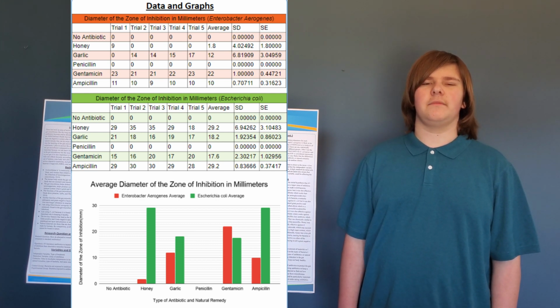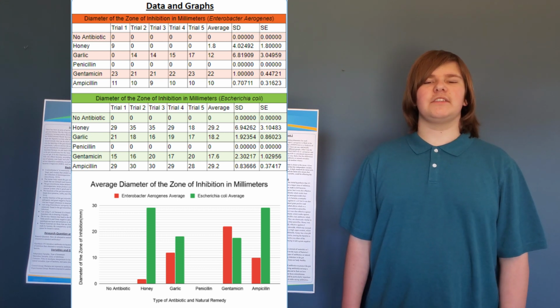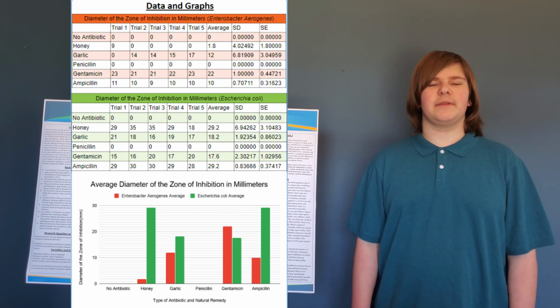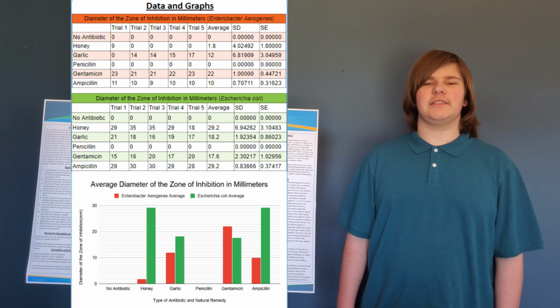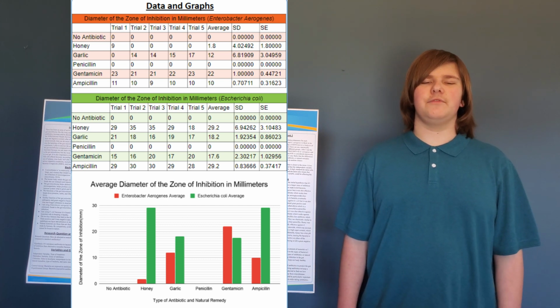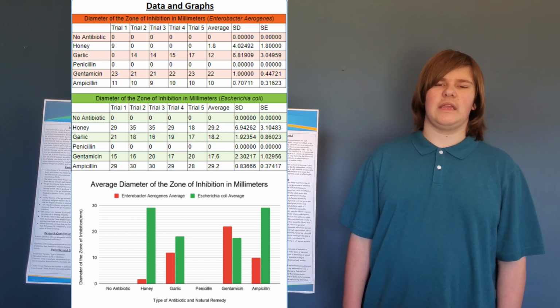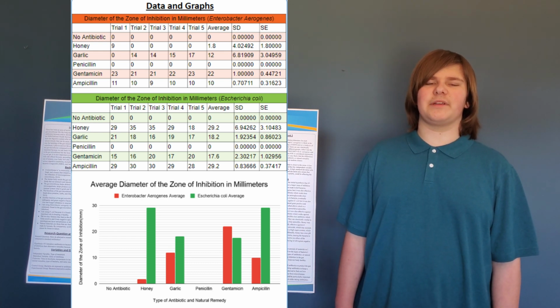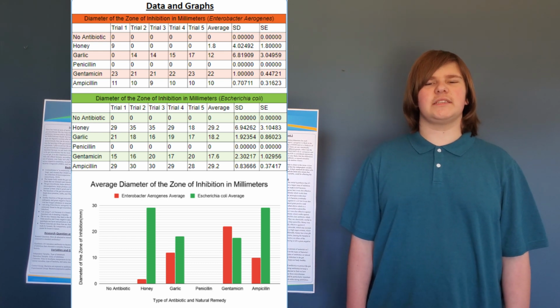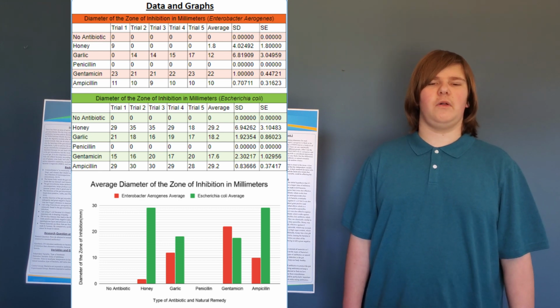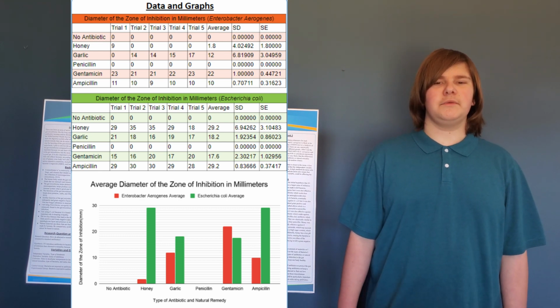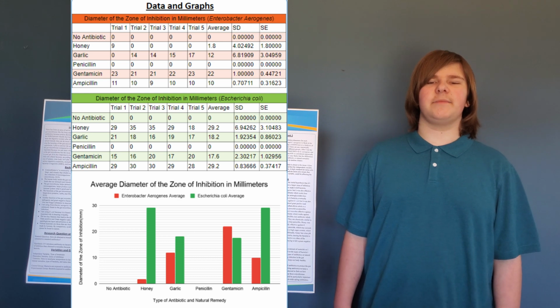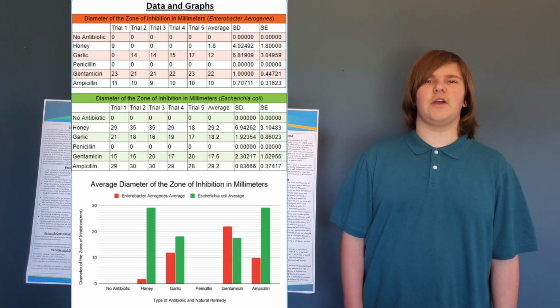Ampicillin had a zone of inhibition average of 10 millimeters for Antibacterium aerogenes and 29.2 millimeters for E. coli. And honey had a zone of inhibition average of 1.8 millimeters for Antibacterium aerogenes and 29.2 millimeters for E. coli. The honey was also observed to kill the least Antibacterium aerogenes and the most E. coli.